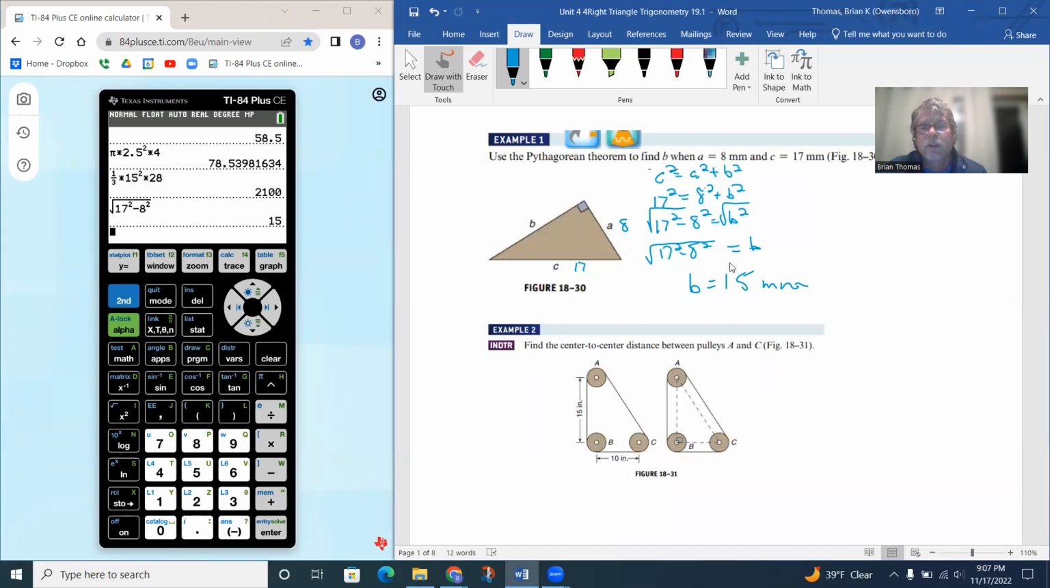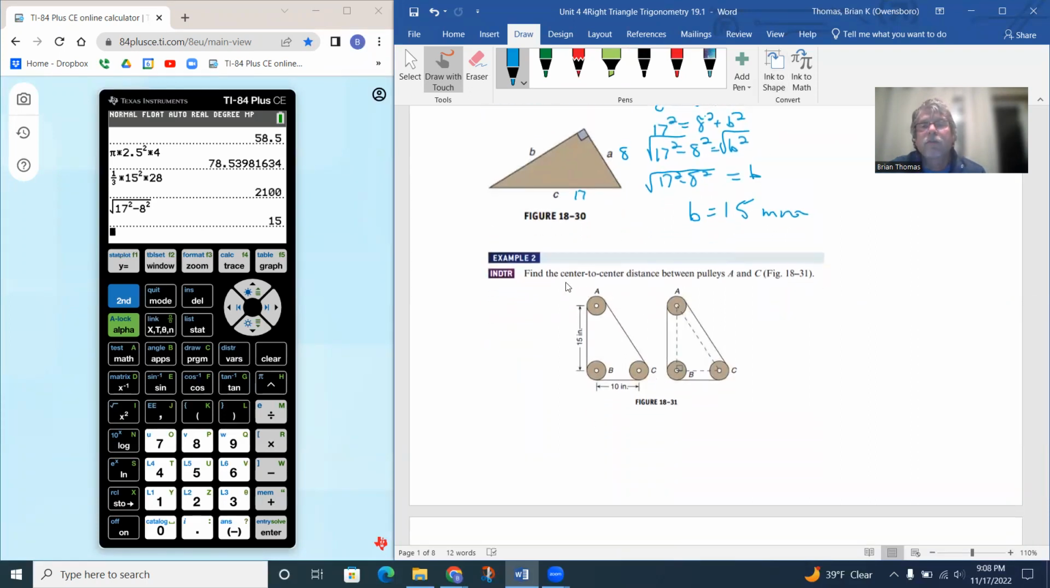If I look at example 2, find the center to center distance between the pulleys A and C. So they want us to find the distance from center to center between the pulleys. This is what they're looking for. Notice that this distance is given to us, and this distance is given to us. So notice how this creates a right triangle. I can apply the Pythagorean theorem to this problem, where c squared is equal to a squared plus b squared.